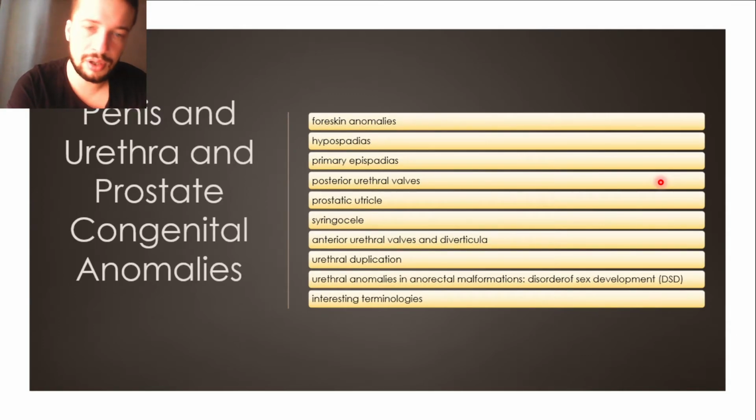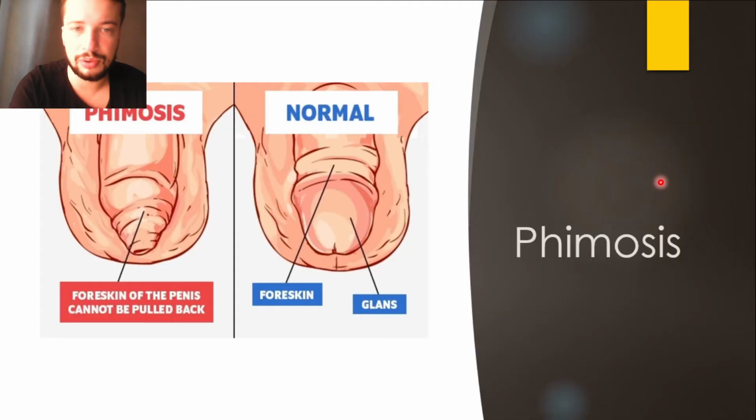Next we see anomalies of the penis, urethra, and prostate, and let's talk about them. Phimosis is the most common urological presentation in children. It is either primary or physiological, or secondary or pathological. Lichen sclerosus, also commonly known as balanitis xerotica obliterans.